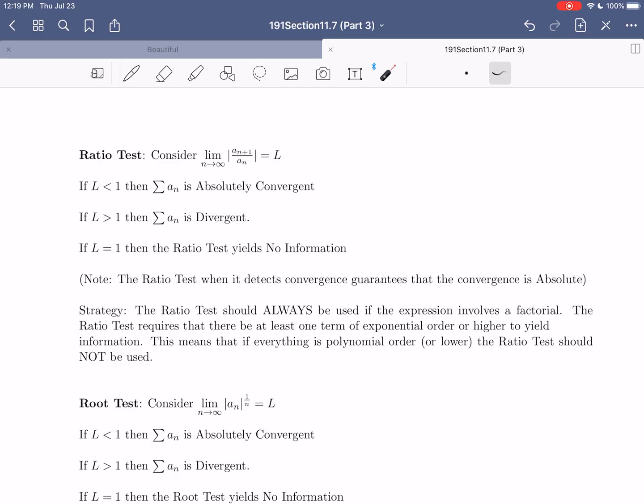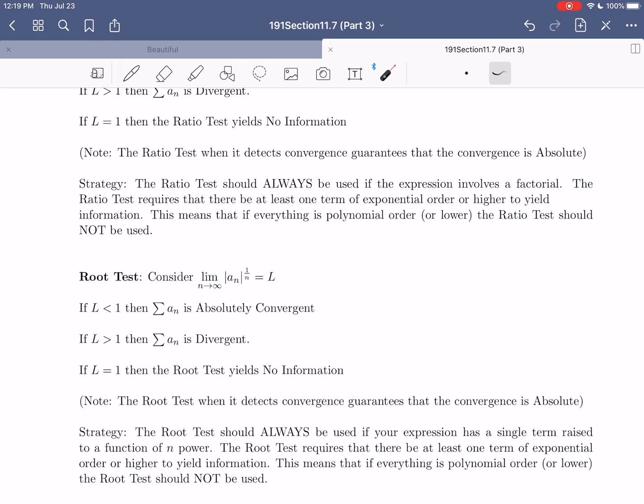Keep in mind also, in the situation where L is greater than 1 and you get that the series diverges, the test for divergence will also give you that information, though sometimes the ratio test, especially when there are factorials present, is still easier to do than the test for divergence.